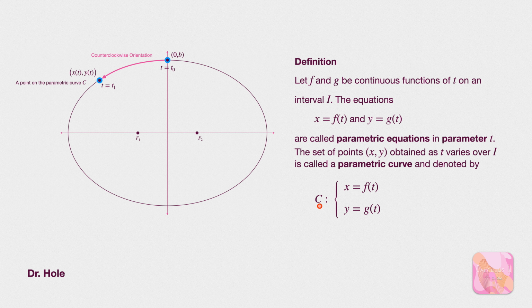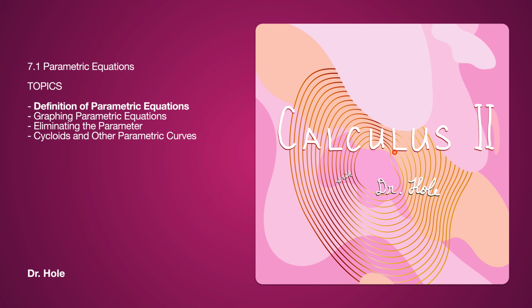We can denote that with this notation here, where the curve C is the ellipse described by these two equations, called the parametric equations. The curve C is then parameterized, and the curve C is called a parametric curve. With parametric equations, these two equations, note the plural, and that is the definition of parametric equations.